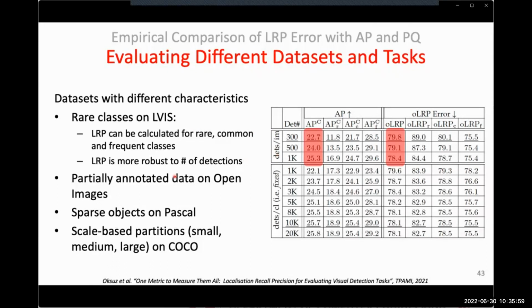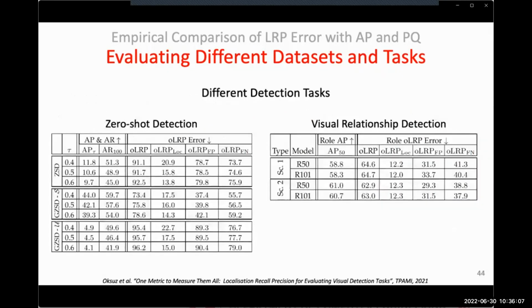And we have more results on Open Images, Pascal and COCO datasets on different types of categories, object categories. If you look at a different detection task, for example, visual relationship detection or zero-shot detection, we see that LRP is providing more insights than average precision in all these problems.